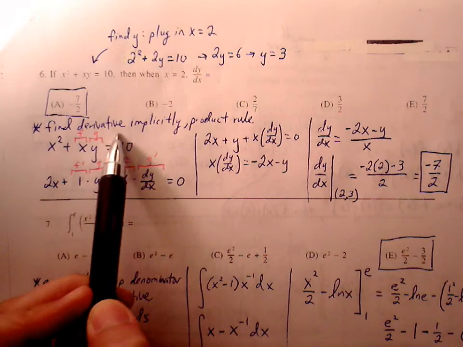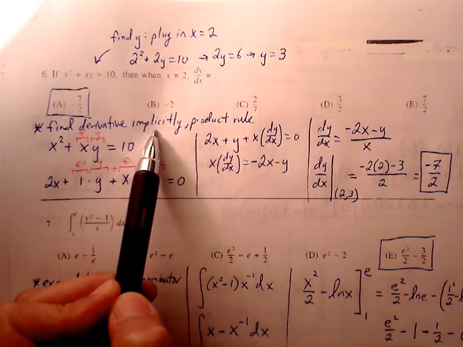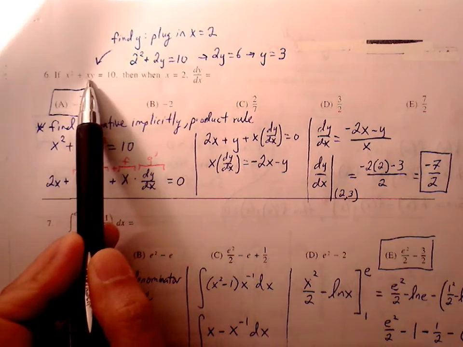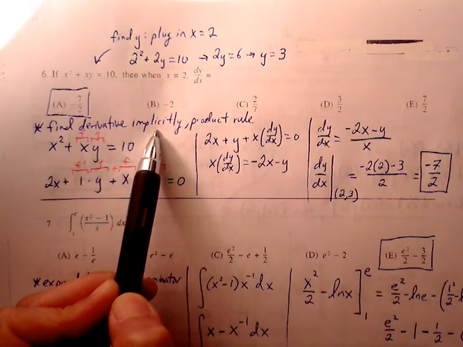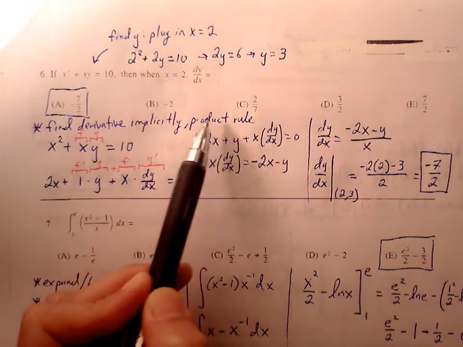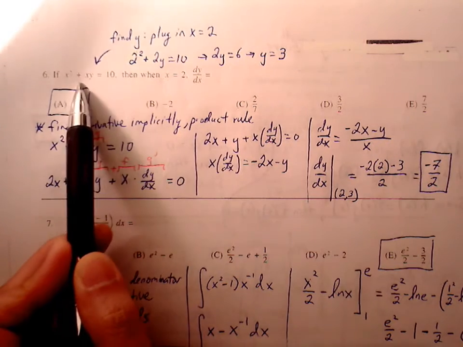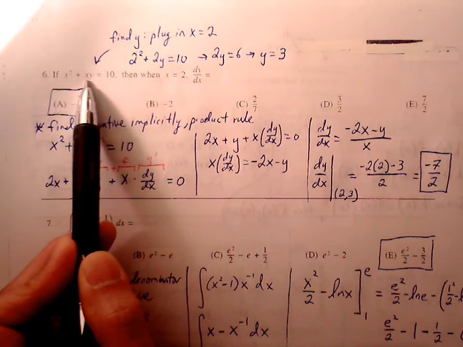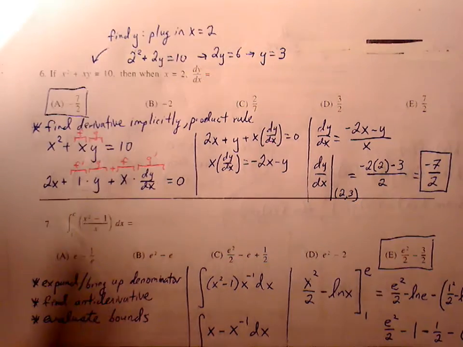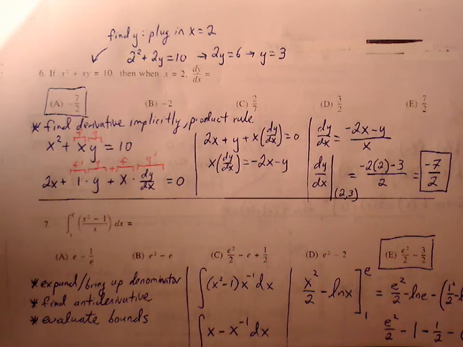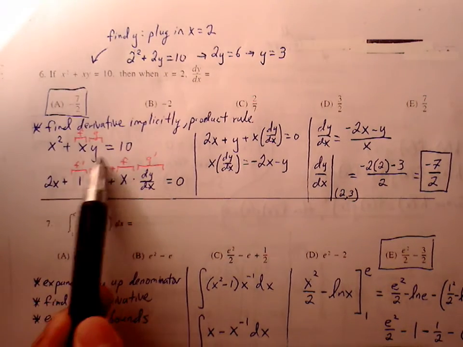So if we want to find the derivative, we have to do it implicitly because we have y within the equation. So that means when we come across y's derivative, we're going to have to involve dy dx. Also product rule, because we have x times y. We have two variables multiplied with one another, and if we want to find the derivative involving two terms multiplied together, we have to go through product rule. So here's my setup. X squared plus xy equals 10.